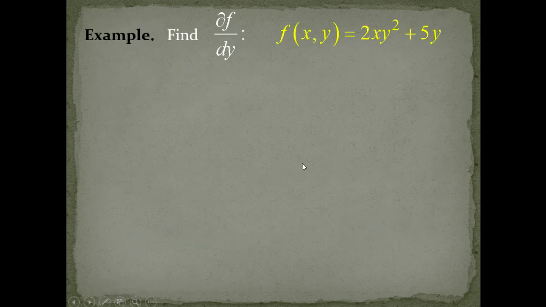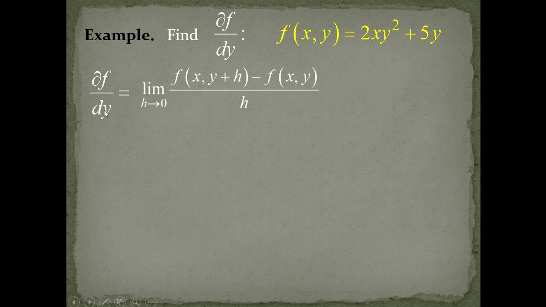Okay, so for example, find the partial derivative of f with respect to y. So we're given this function of two variables. So take note, because if you are differentiating partially with respect to y, we are going to hold the other variable constant. Okay, but before we do the shortcut, let's solve this problem using the long method. So using the formula, we have here the limit of f of x and y plus h minus f of x, y divided by h as h approaches 0.